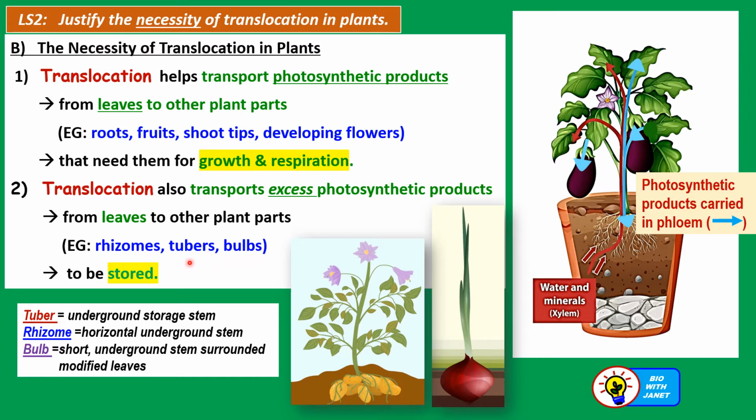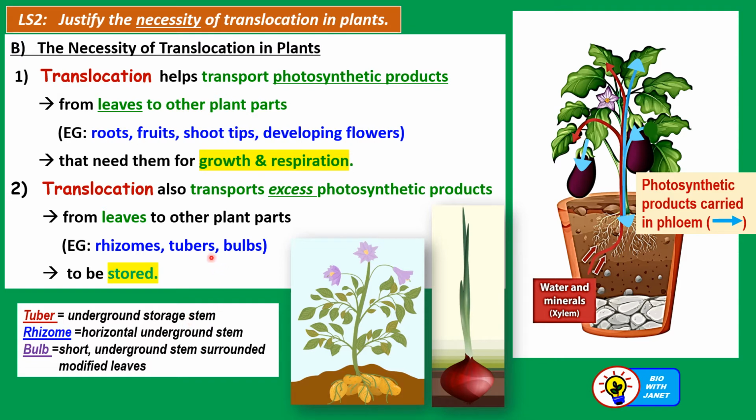They are all storage organs to be stored. Okay, so the plant will use what it needs for growth and respiration. The plant will use the organic food substances it needs for growth and respiration, and the excess will be stored, right? So what are all these storage organs?